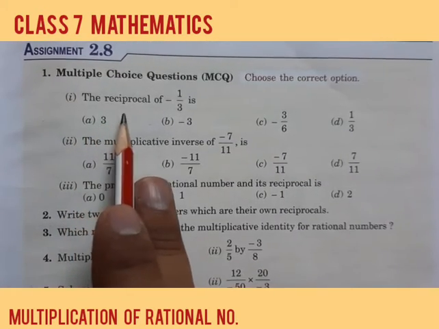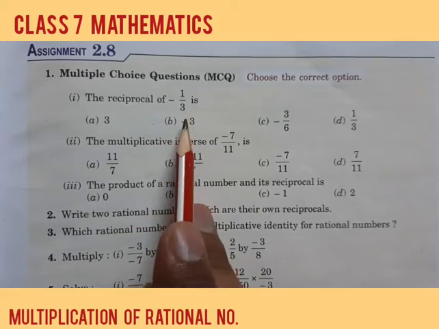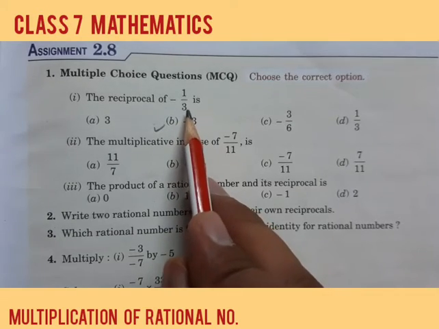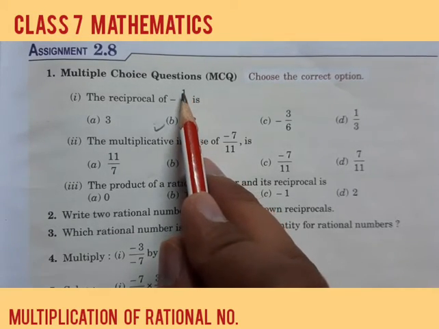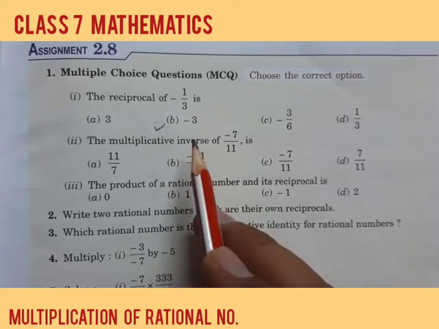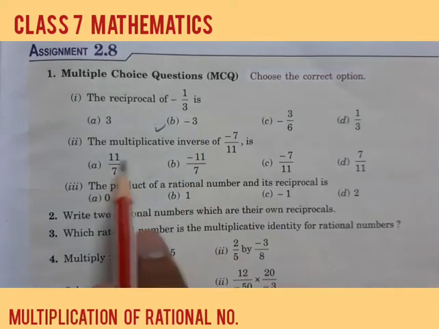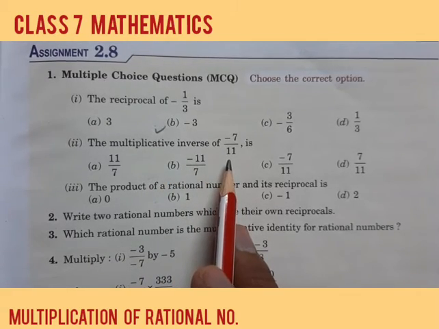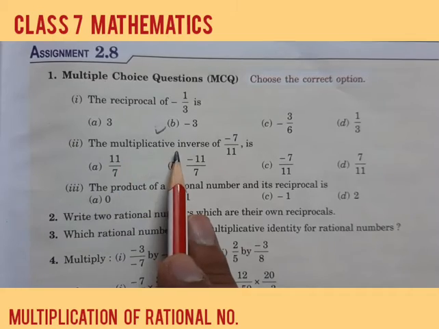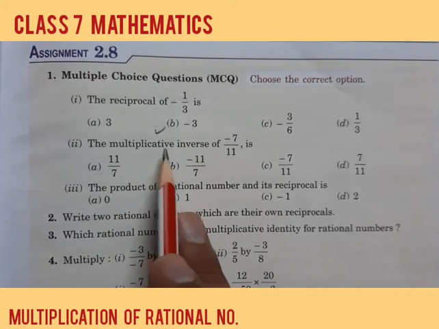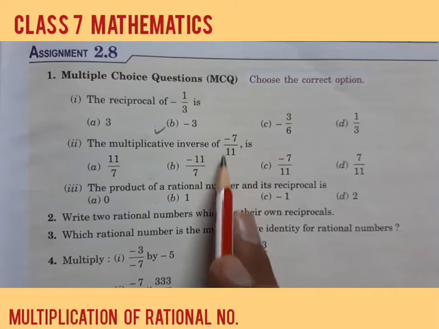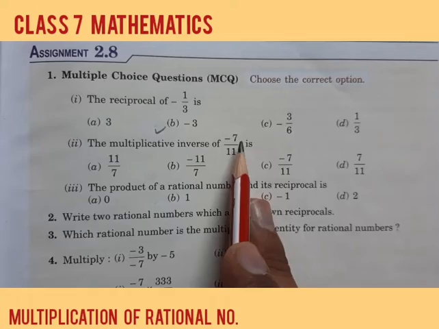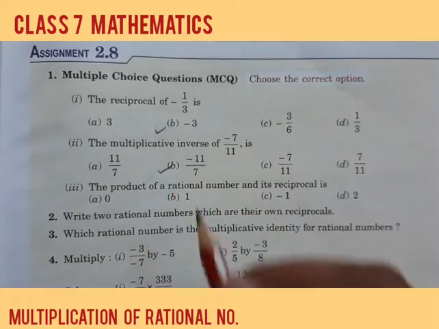The first question: the reciprocal of minus 1 upon 3 is minus 3, because when we do the reciprocal, the denominator goes to the numerator and the numerator comes to the denominator. So the answer will be minus 3. The second question is the multiplicative inverse of minus 7 upon 11. Either multiplicative inverse or reciprocal, both have the same meaning, the inverse value of the given number. So the inverse of minus 7 upon 11 will be minus 11 upon 7. So the answer will be B.